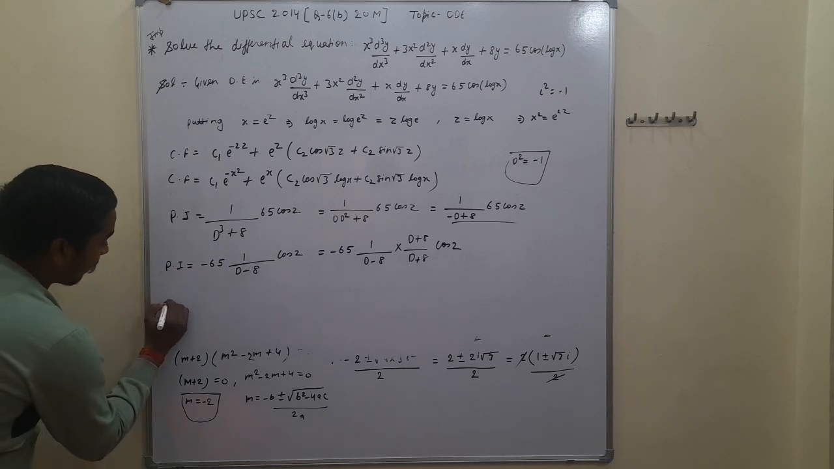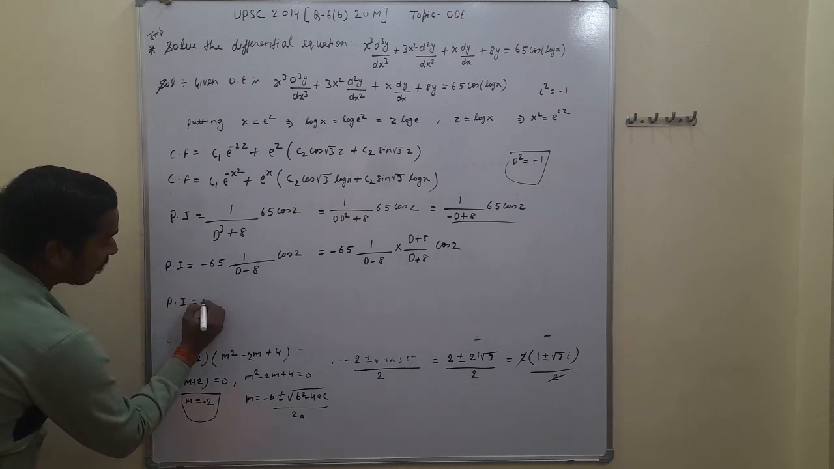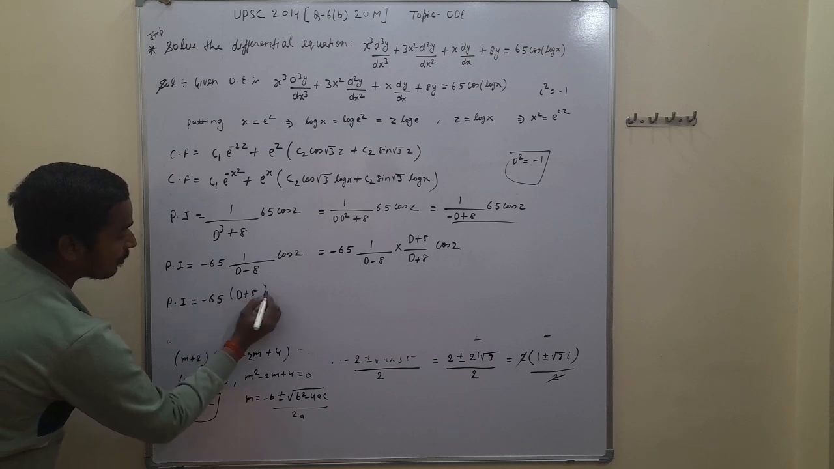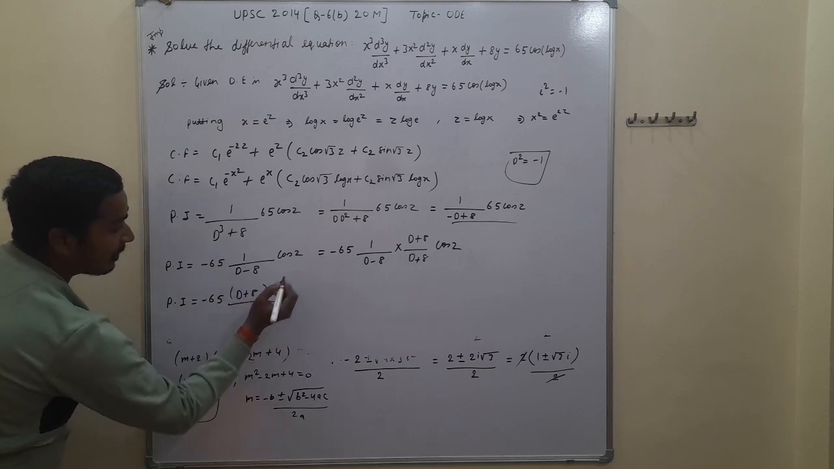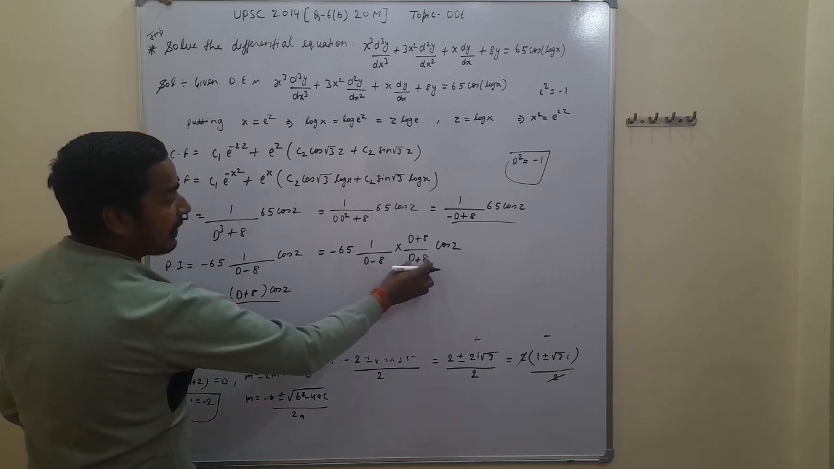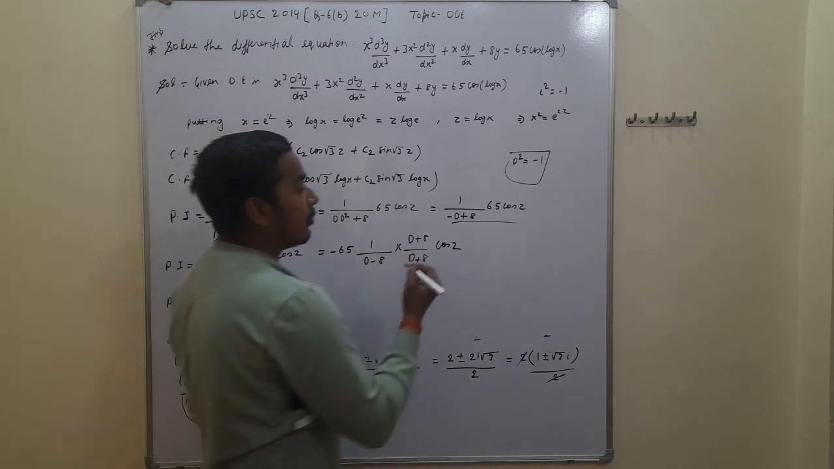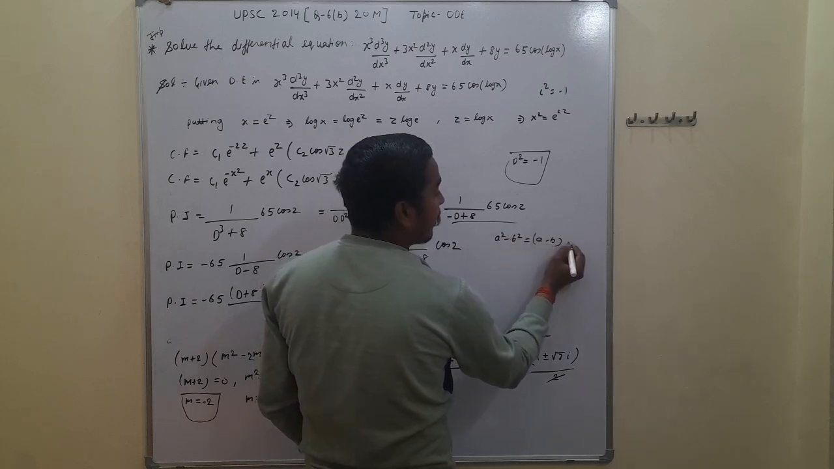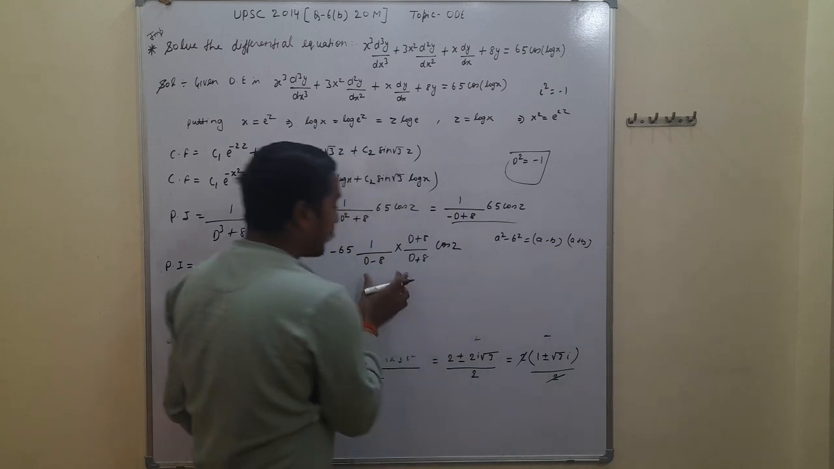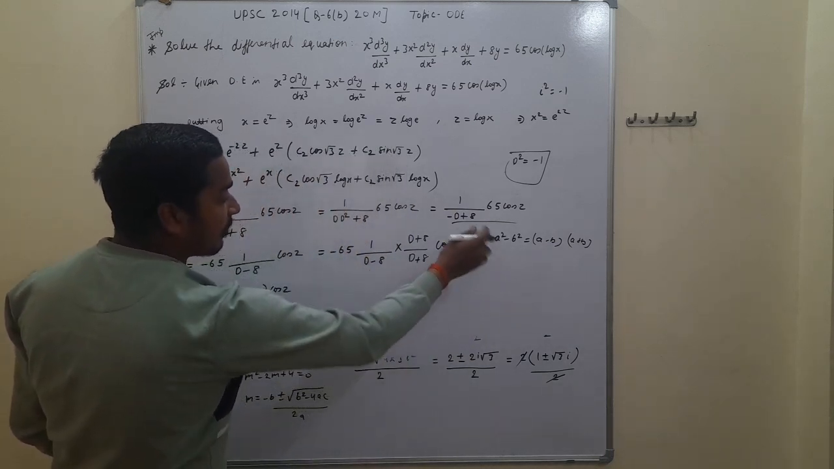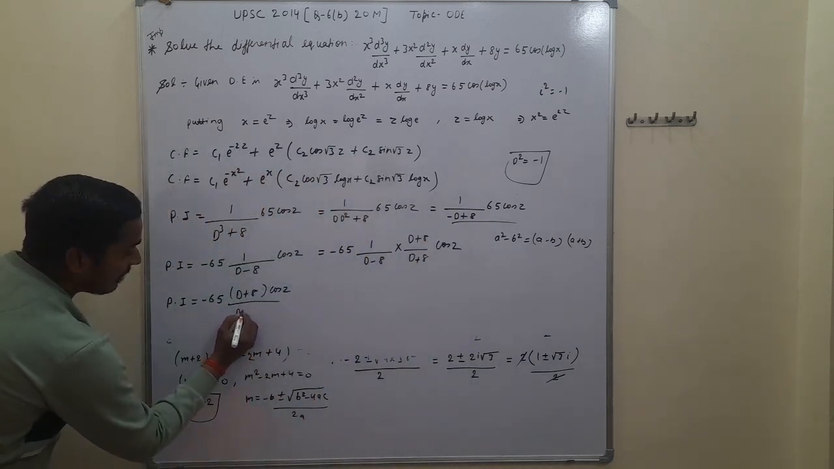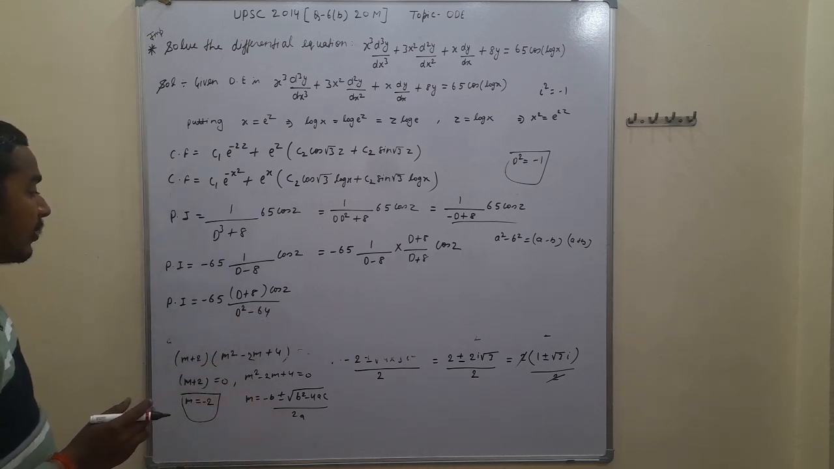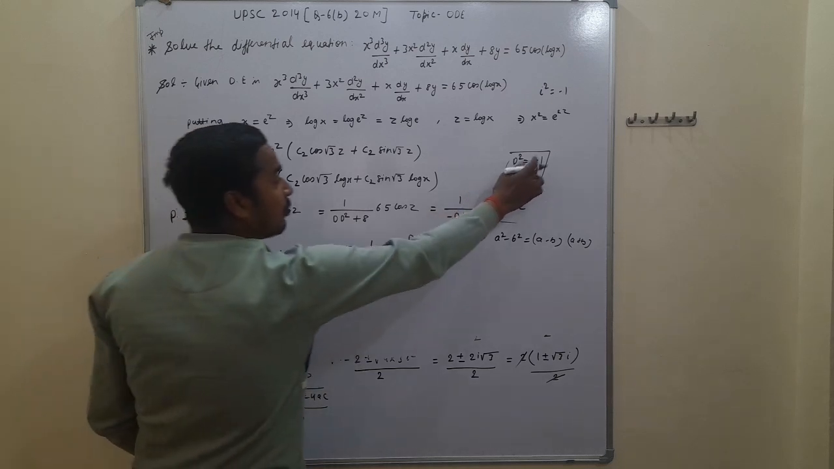So we have to solve for the particular integral. This is given by minus 65 into (d plus 8) into cos z upon (d minus 8)(d plus 8). Here we use the formula a square minus b square is written as (a minus b) and (a plus b). Similarly here, d minus 8 and d plus 8 gives d square minus 64, and we know that in the second order differential equation d square is equal to minus 1.